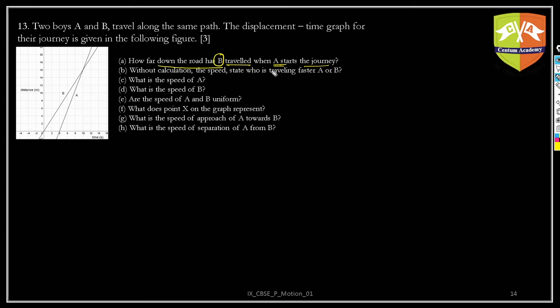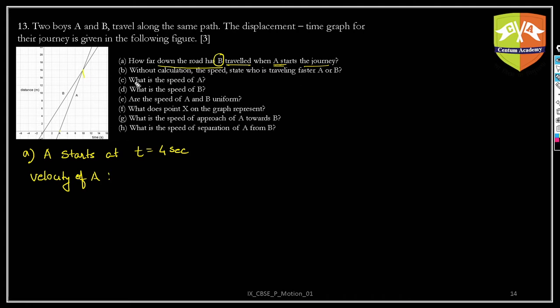Now clearly, A starts late, because you can see A starts at t is equal to 4 seconds, isn't it? T is equal to 4 seconds. Now that means B would have already traveled for some distance in t equals to 4 seconds. So let's first find out velocity of A and B. So velocity or speed of A. How to find out? Speed of anything is nothing but, in a distance time graph, you can find out by slope.